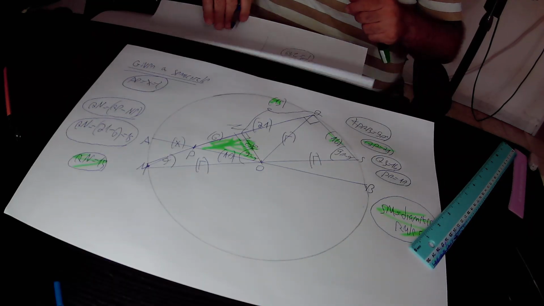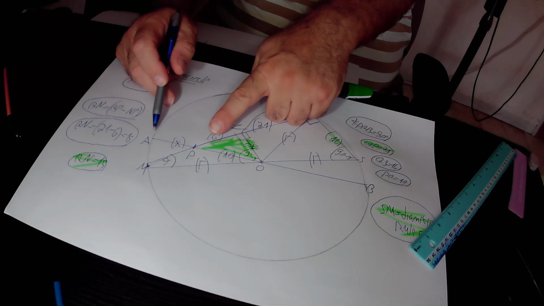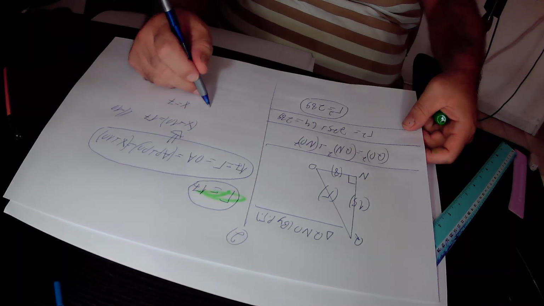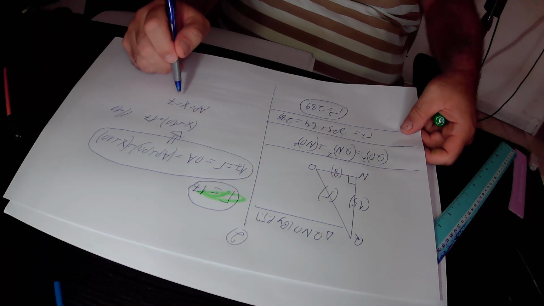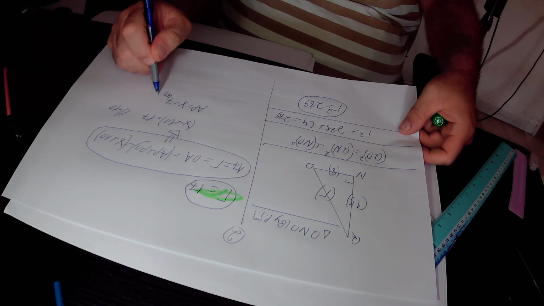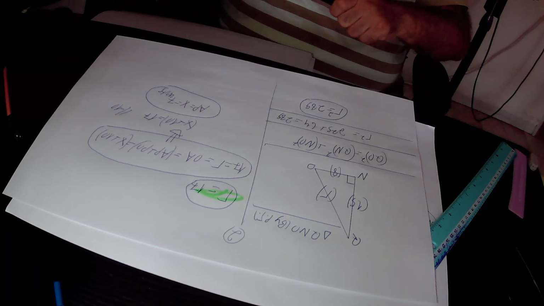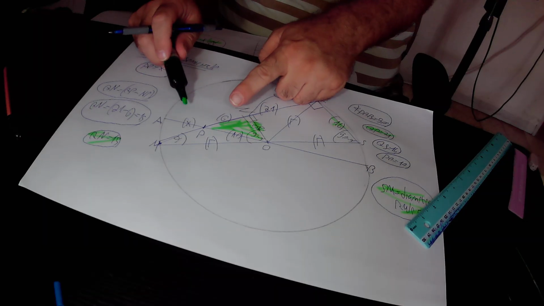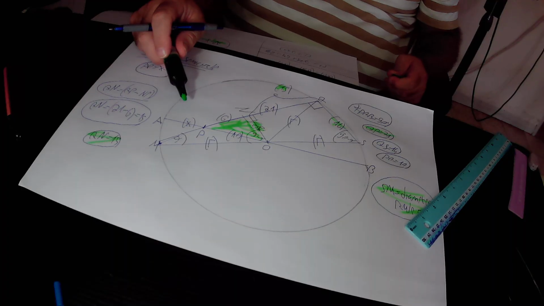X is the length of line segment AP. AP equals X. So we found that the length of line segment AP, which is X, is equal to 7 units. Again, the answer to this question is the length of this short line segment AP, that is equal to X, which is 7 units. So we finish with the second question.